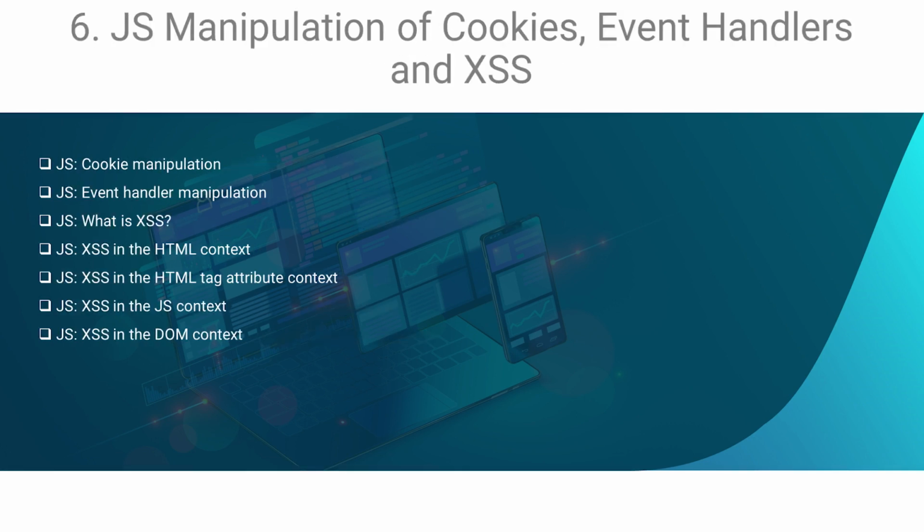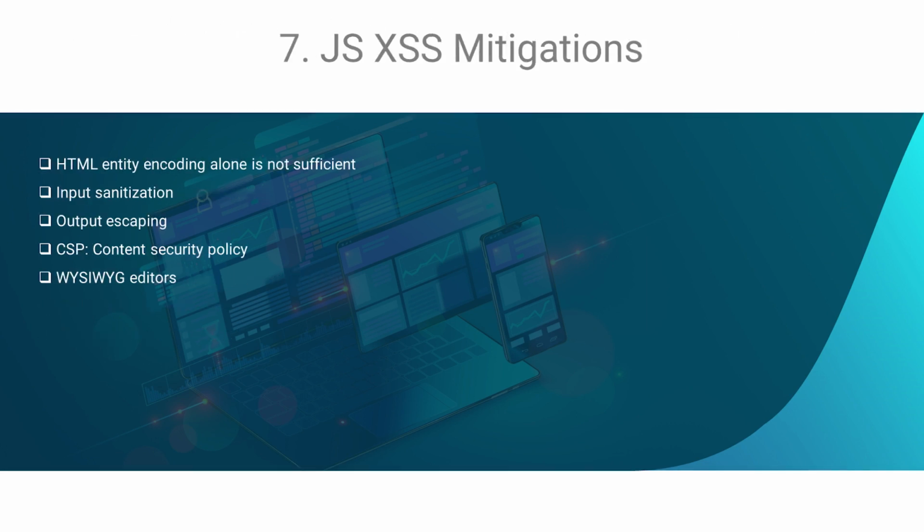Then in section 6, we'll be looking at JavaScript manipulation and how we can manipulate event handlers, cookies, what cross-site scripting is, and in what contexts it can occur, because that is something that is often missed by cross-site scripting students, is the different type of contexts. And then we'll move on to some mitigations as well, because of course we can tell you about this vulnerability type, but it's important that you understand that there are some things we can do to at least lessen the risk or impact of an attack.